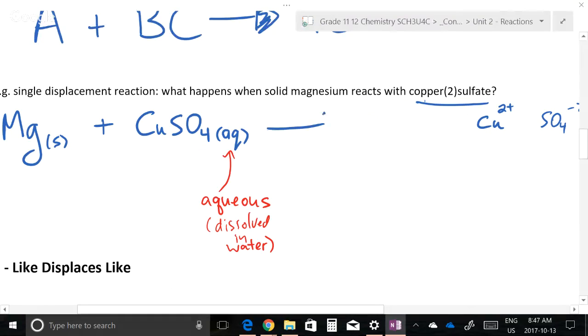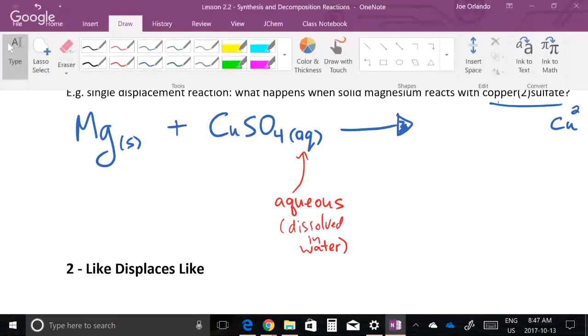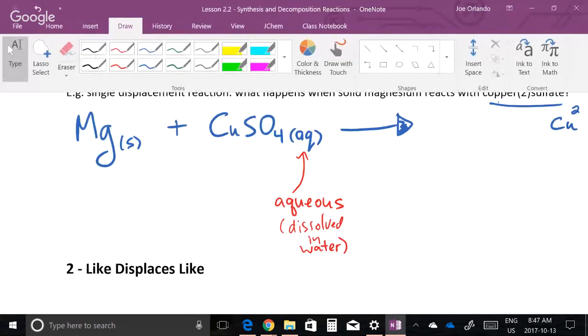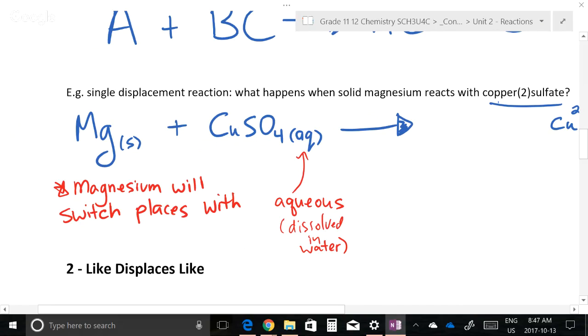Now, what kind of reaction do we get here? We're going to get a displacement reaction, which means what? Magnesium and copper. Good. Magnesium will displace copper. It'll switch places with copper. The scientist in me wants to say displace, but I'm going to say switch places for simplicity's sake.